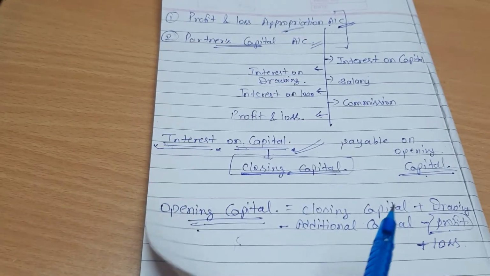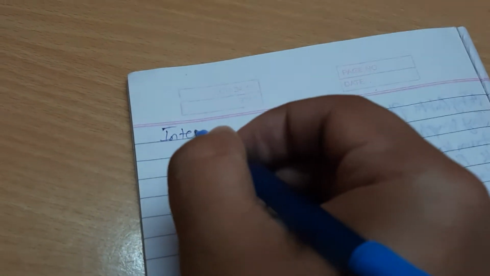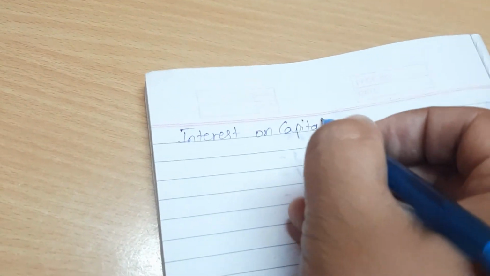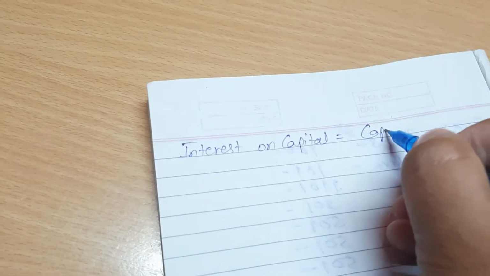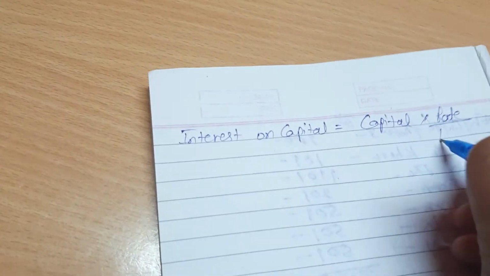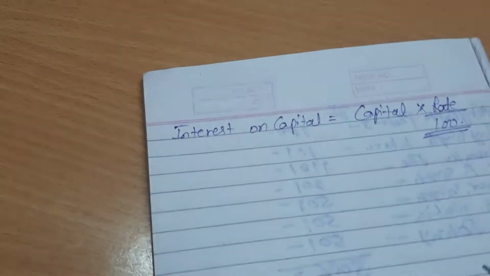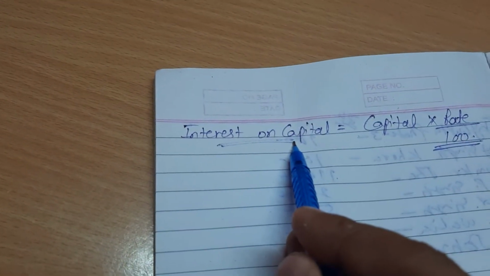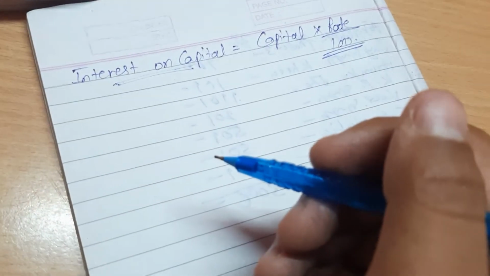Now how to calculate interest on capital? For that, interest on capital equals capital into rate upon 100. Simply you have to do this, so you will get your interest on capital. So let's take an example.